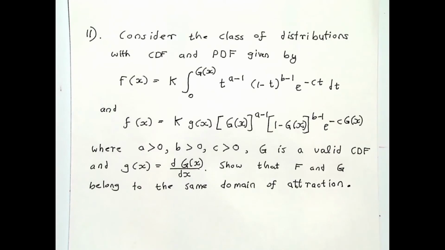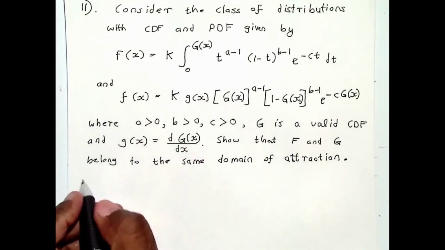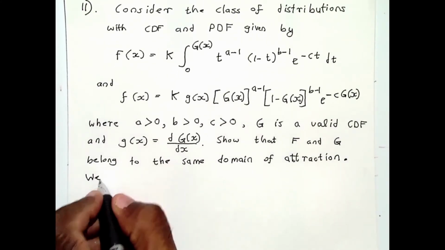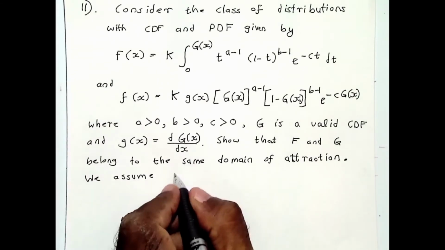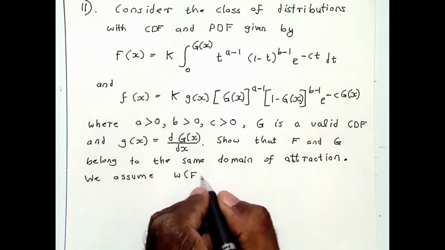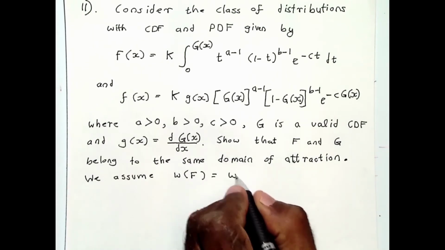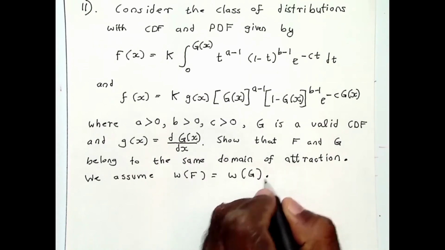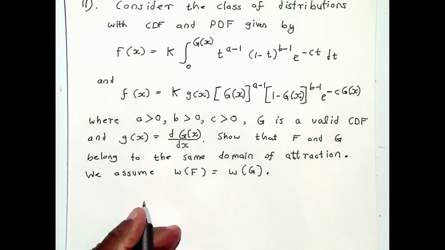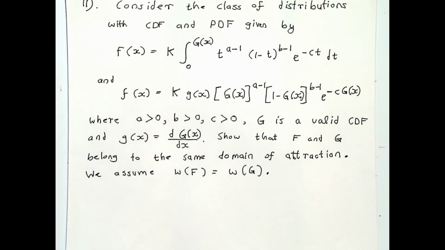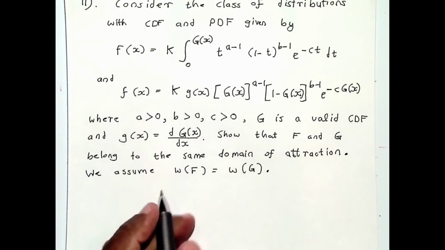Okay. And to show that, one of the assumptions we're going to make is that we're going to assume that the upper end point of F is the same as the upper end point of G. All right. You will get questions like this in the exam in January or February, whenever it comes. So let me show you how to do this one.